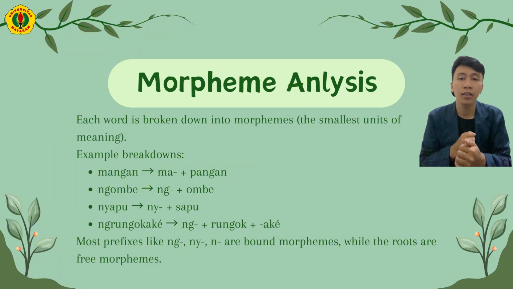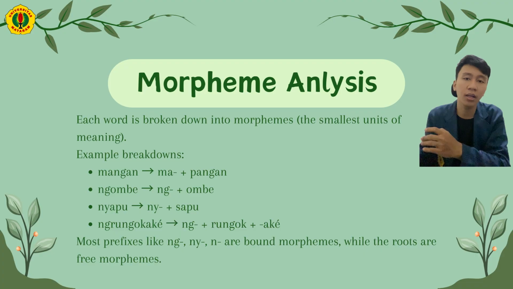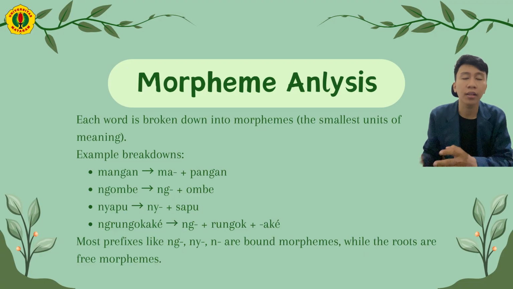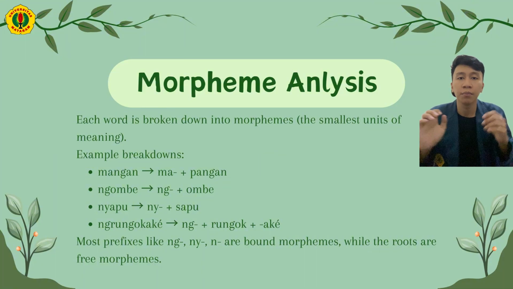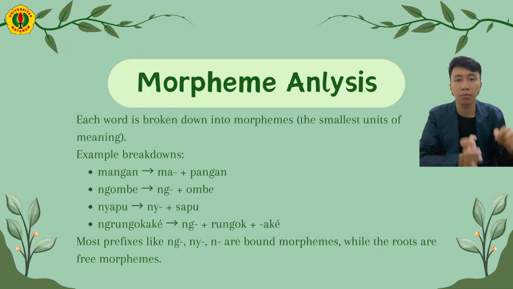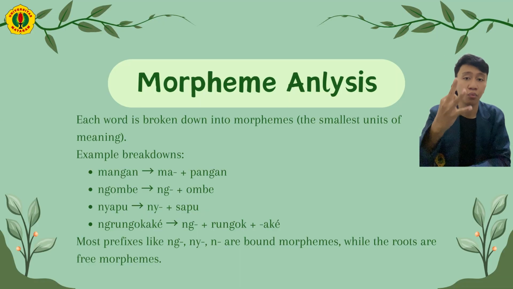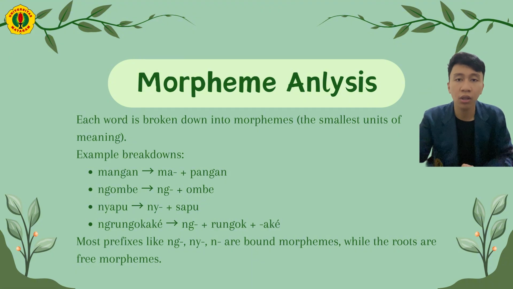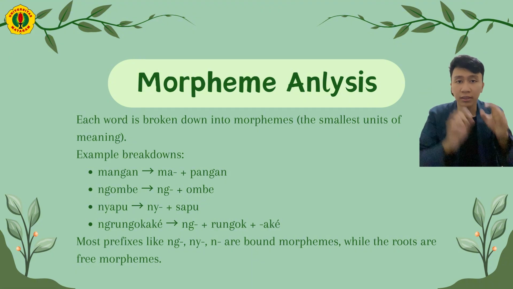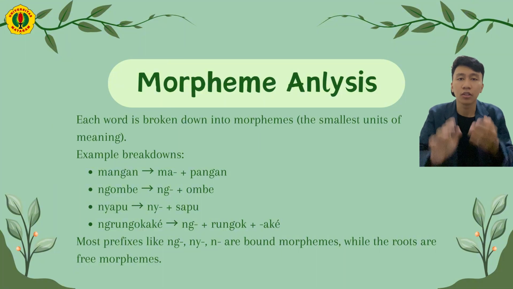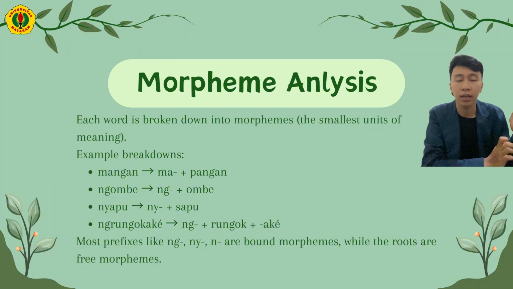Here are some examples from the data. The first is mangan: the prefix ma plus the root pangan becomes mangan. Ngombe: the prefix ng plus the root ombe becomes ngombe. Nyapu: ny plus sapu becomes nyapu. Ngrungokake has three units like unhappiness before: the prefix ng, the root rungok, and the suffix ake, and together they become ngrungokake. Then ngejupuk, which is the prefix nge plus jupuk.